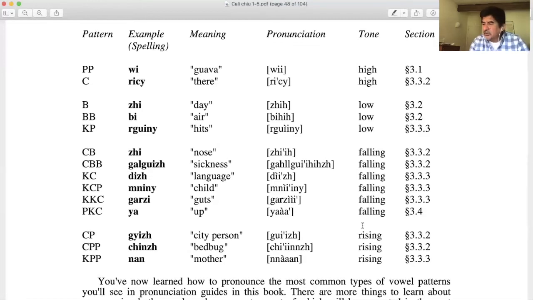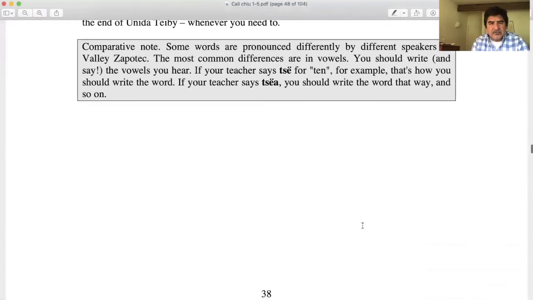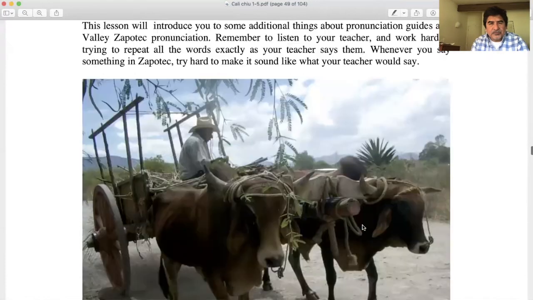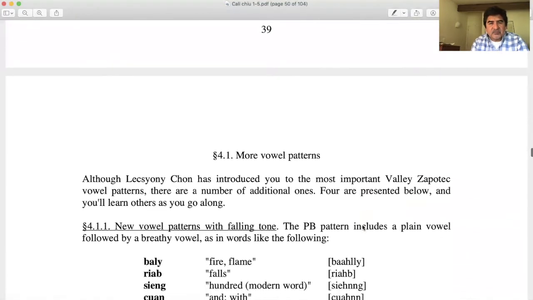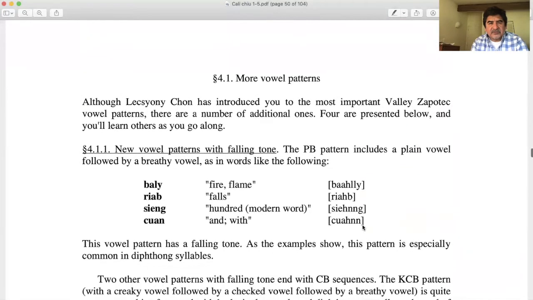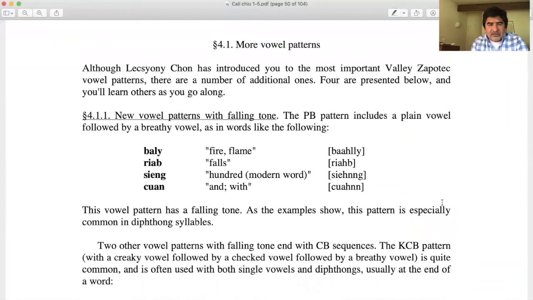Now we're going to start the lección tab, or lesson 4, which is on page 39. We're going to be talking about more vowel patterns. You can see here there's a new vowel pattern with falling tone, which is a plain and a breathy pattern. It includes a plain vowel followed by the breathy vowels, as in words like the following, which is fire or flame. Bah.